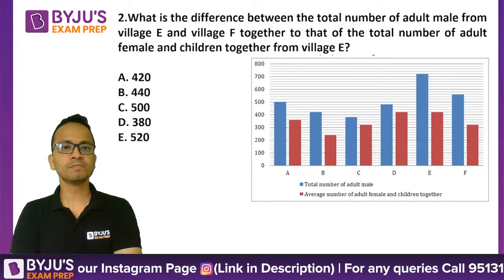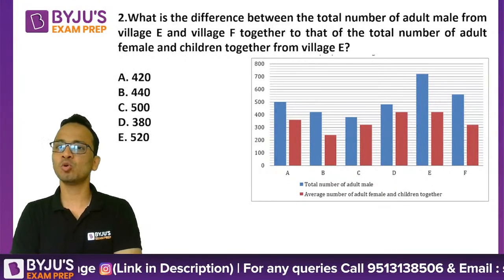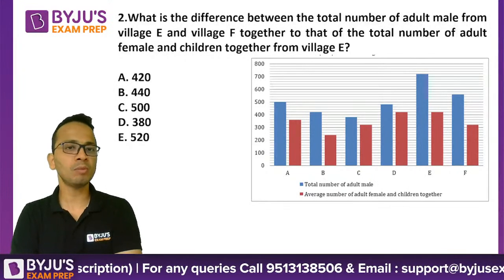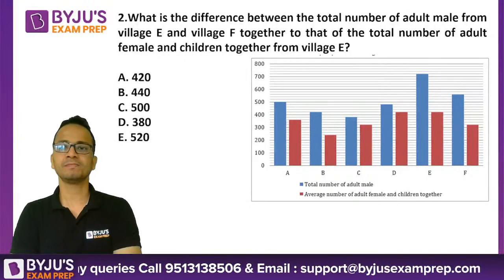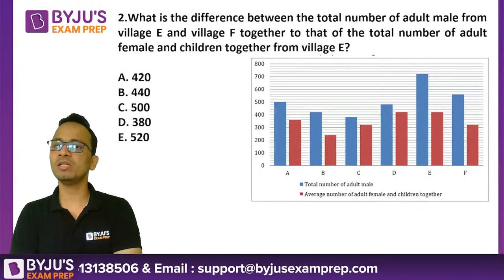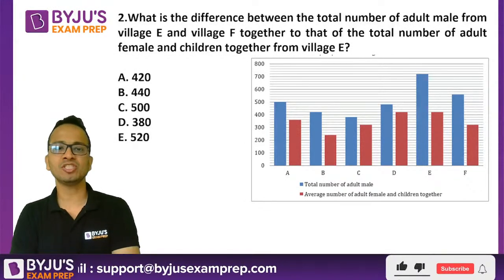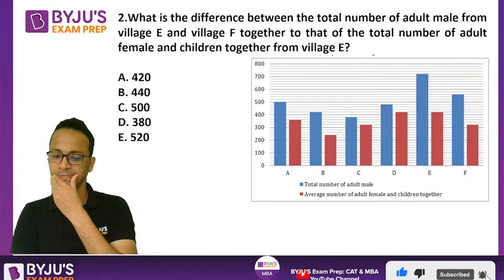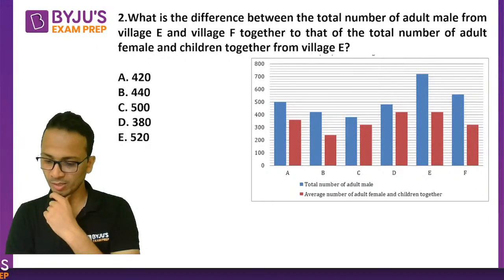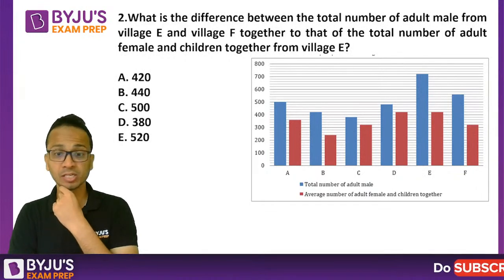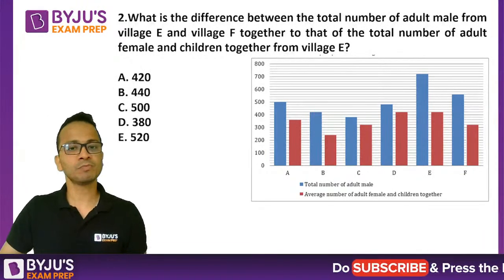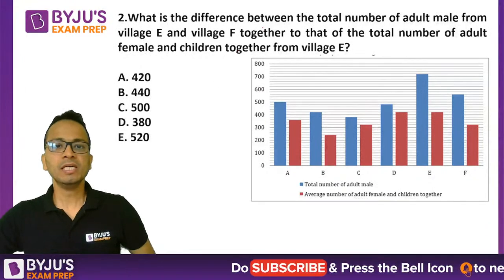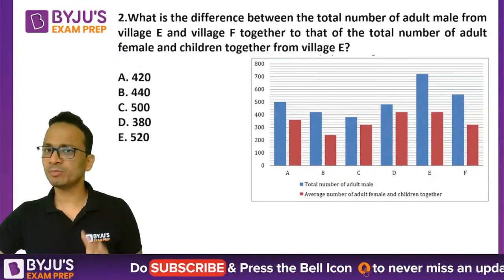So question number 2 says, what is the difference between the total number of adult males from E and F together to that of the total number of adult females and children together in village E? All right, Vicky and Sneha and Pankaj, nice, same answers. So let's check this one also. Now we have to find the difference between two things.